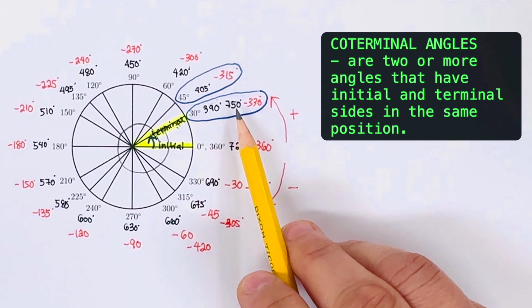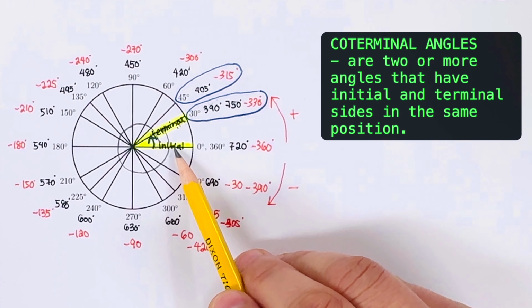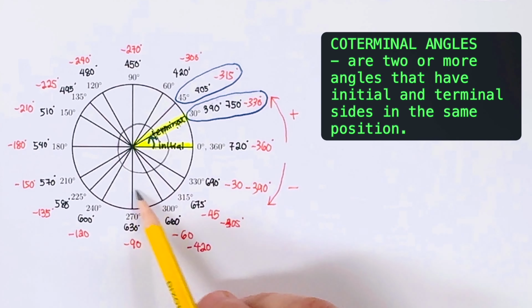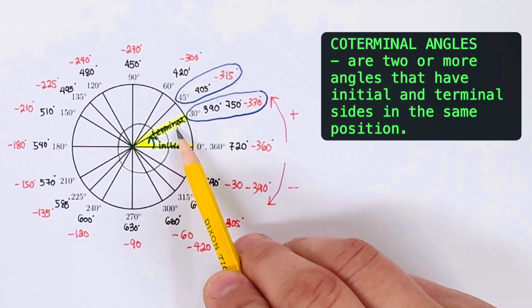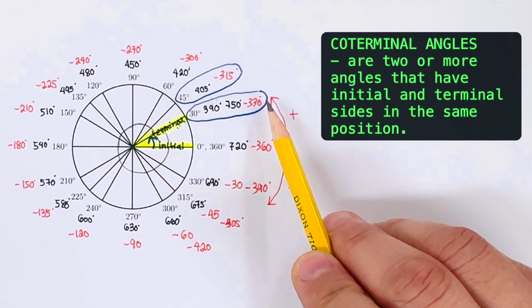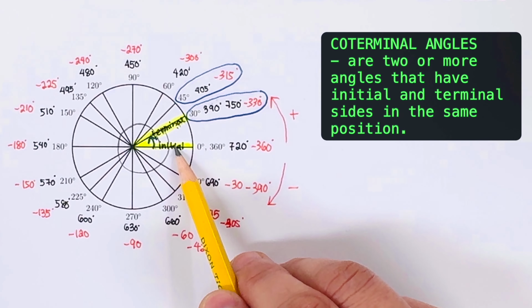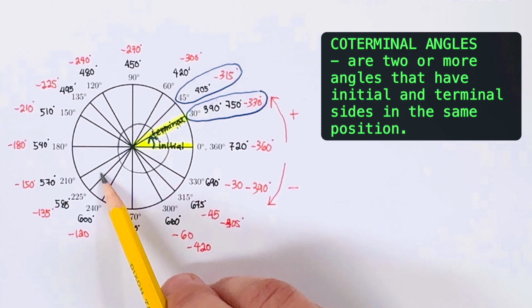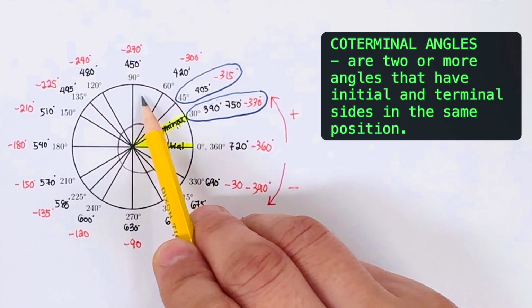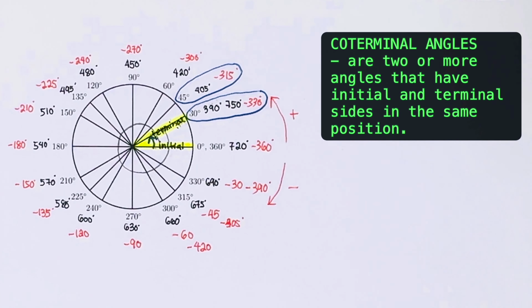And this 750 degrees here starts from the initial, and it made two turns around the circle back to its terminal position. And this negative 330 here starts from the initial, but it went the other way around the circle because it's negative, and it stops on the terminal. So that is what we mean by coterminal angles.